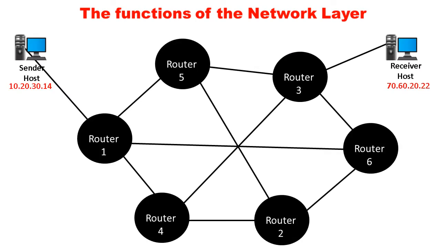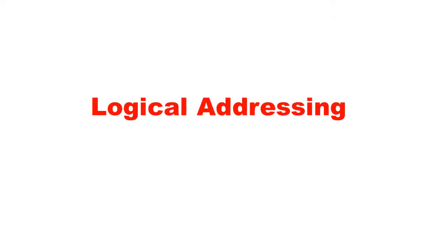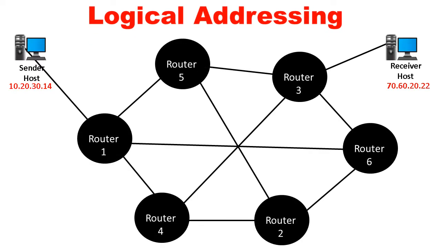Let us understand routing. It is the most important function that is performed by the network layer of OSI model, and that is to determine the best suitable route from the source device to the destination device. Another function of network layer is logical addressing. The network layer defines an addressing technique in order to identify each device on the internet uniquely.